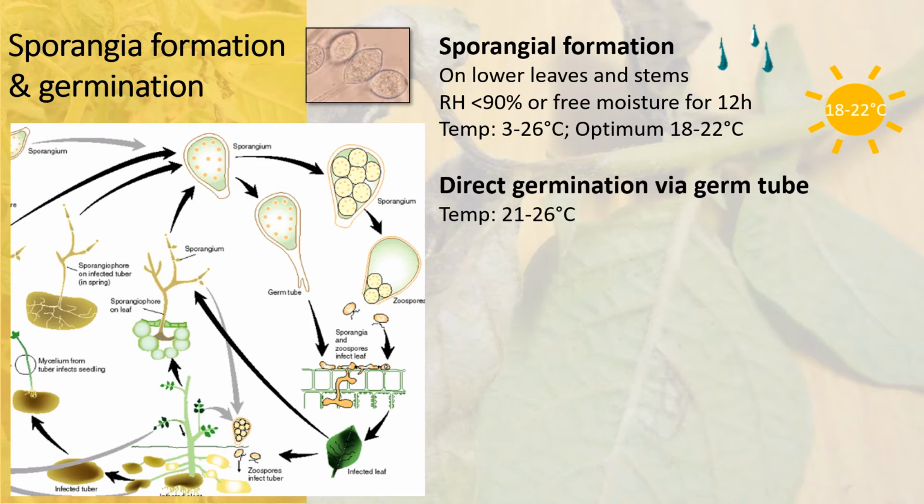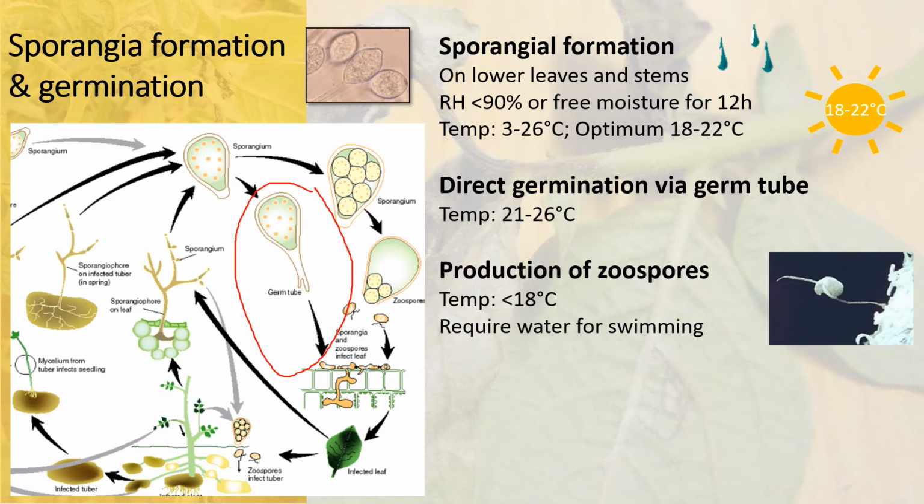Now, once sporangia have formed, they can penetrate or infect the plant in one of two ways. Firstly, they could germinate directly, as you see here, through a germ tube, and this occurs at temperatures of 21 to 26 degrees, so that's not particularly cool. Or sporangia can develop zoospores inside them, anything from 6 to 8 zoospores in one sporangium, and this occurs at temperatures lower than 18 degrees C. So if you have lower temperatures with moisture, one will find the production of zoospores. When the temperatures go up, then you know that the sporangia are going to germinate directly and infect plants via the germ tube.